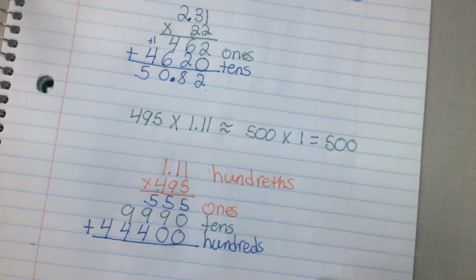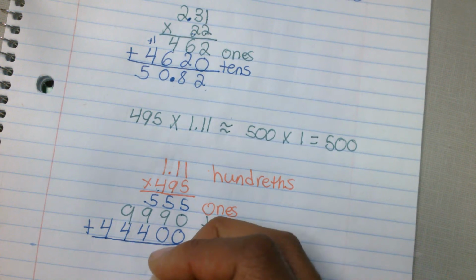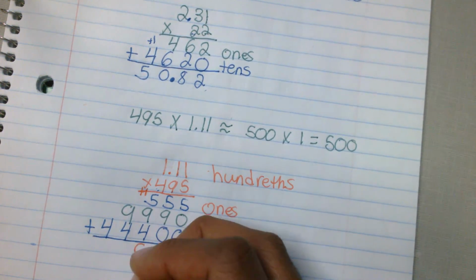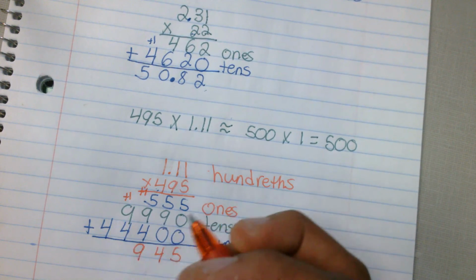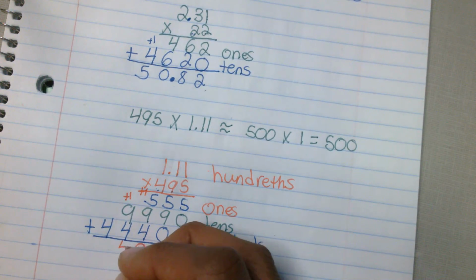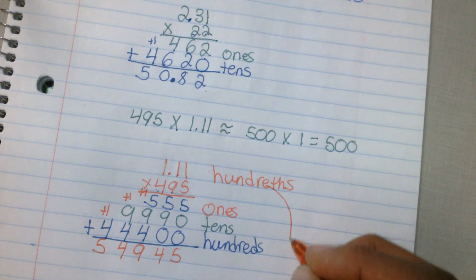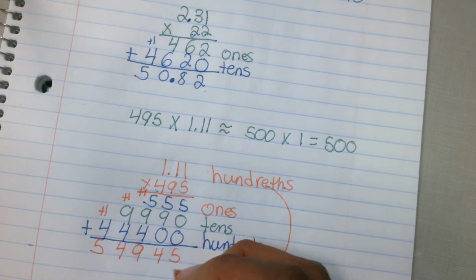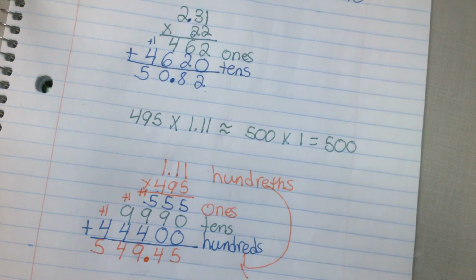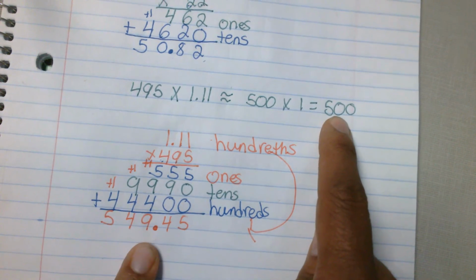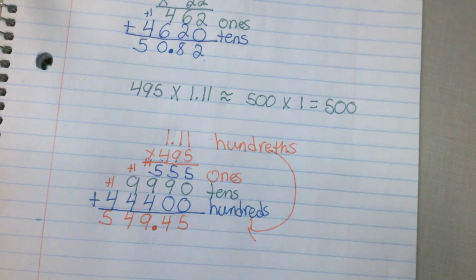So I'm going to get 5, and this is 14. Regroup my 1. So 19, regroup my 1. This is 14, regroup my 1, and 5. Remember, I was in hundredths, so my answer needs to be in hundredths, so I go 1, 2. My answer is 549 and 45/100, which is close to my estimation. So today you're going to be using estimation to help you make sure that your answer is close to your actual answer.